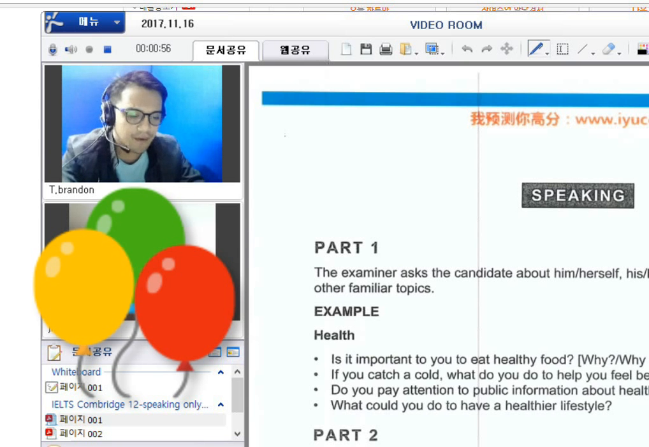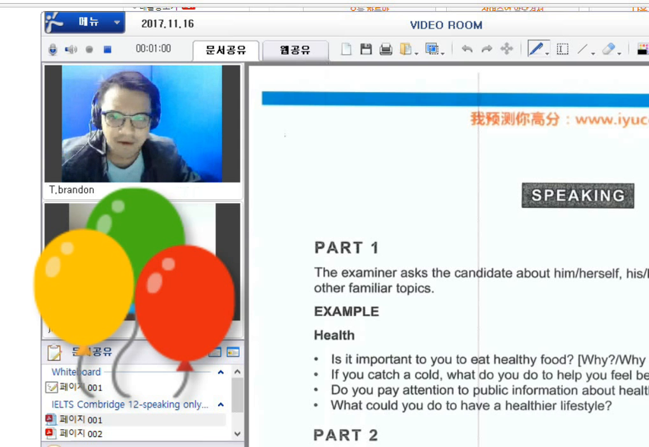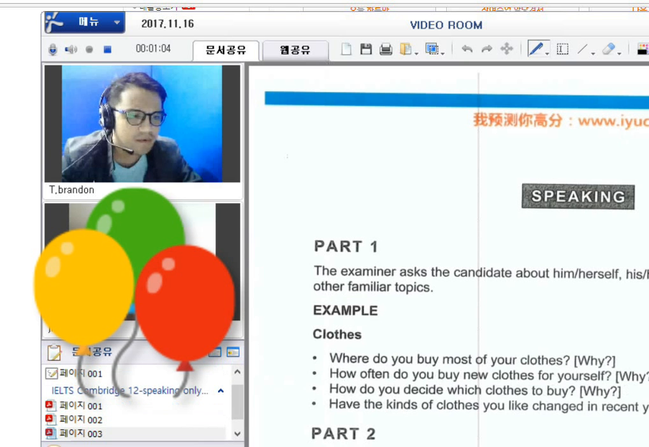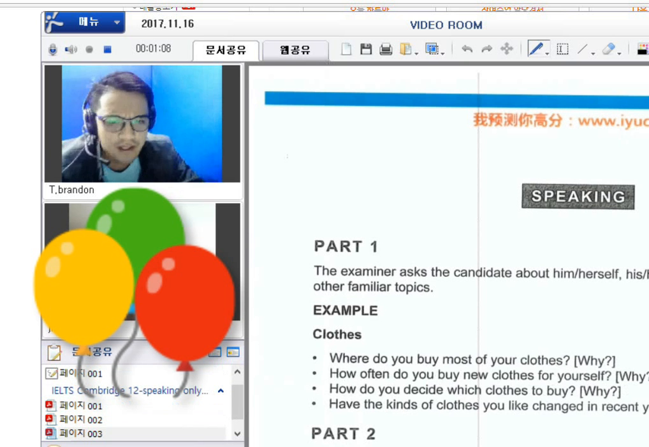Okay, let me go ahead and open part three here. Okay, here you go. Third part. Let's talk about clothes. Where do you buy most of your clothes?